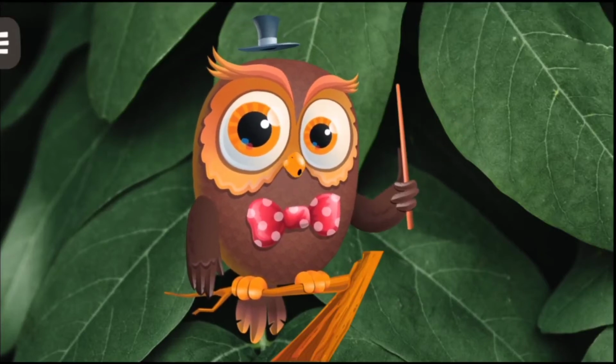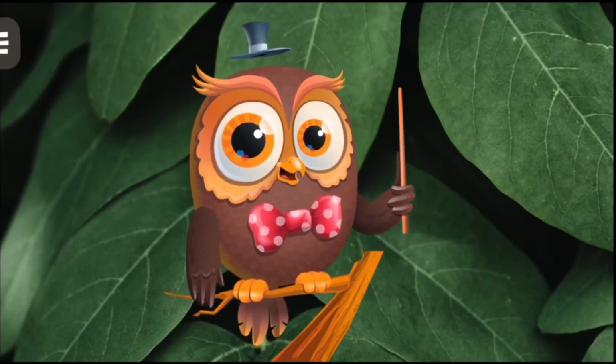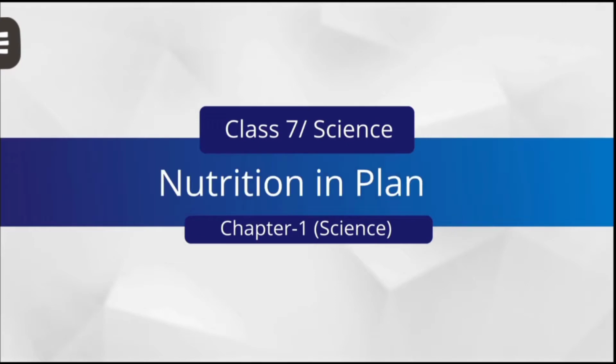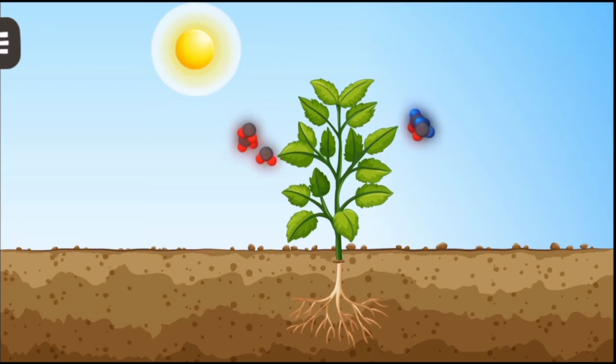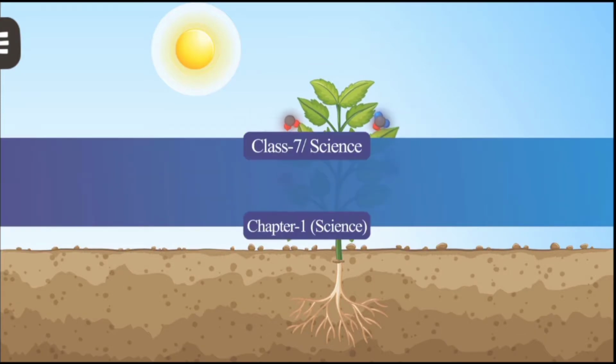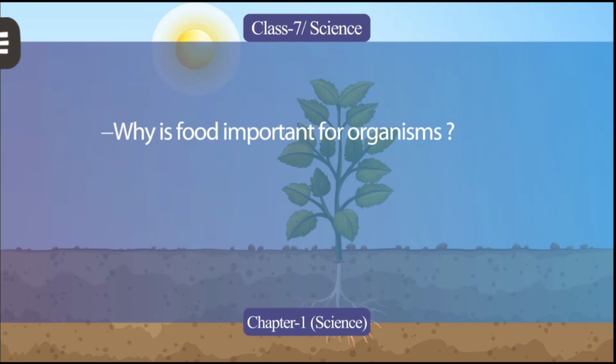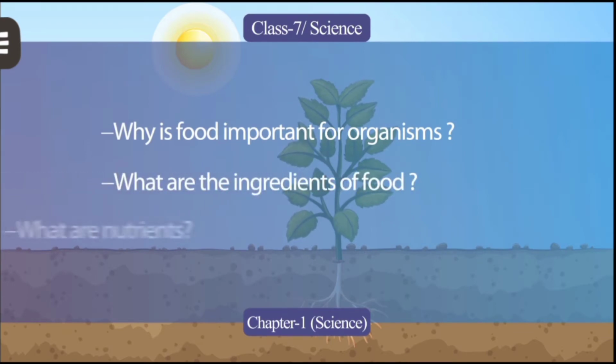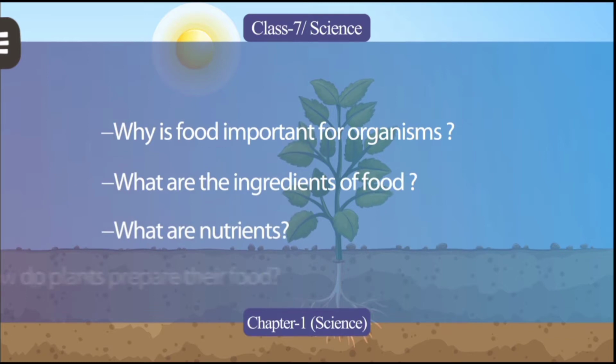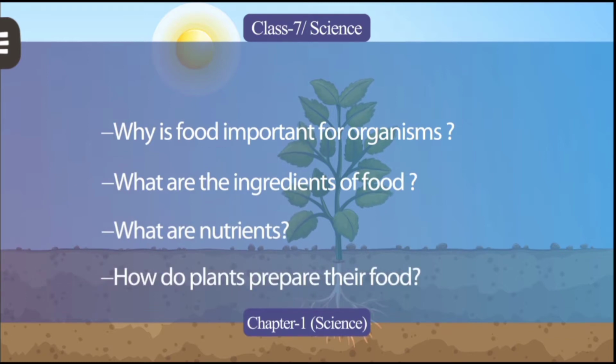Children, today we are going to study Chapter of Science of Class 7, Nutrition in Plants. First of all, we will see how much we already know about nutrition. Why is food important for organisms? What are the ingredients of food? What are nutrients? How do plants prepare their food?